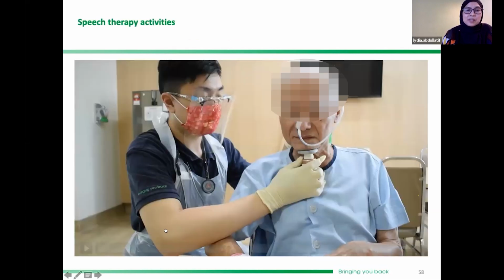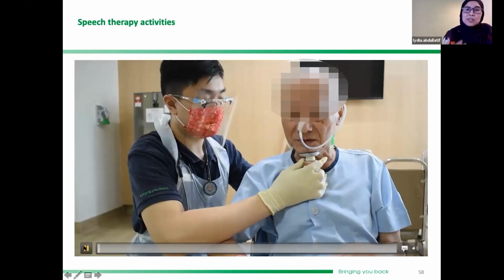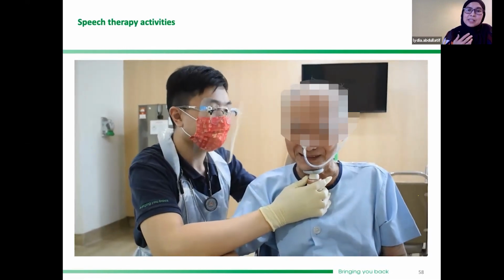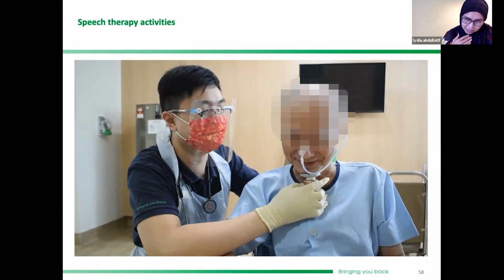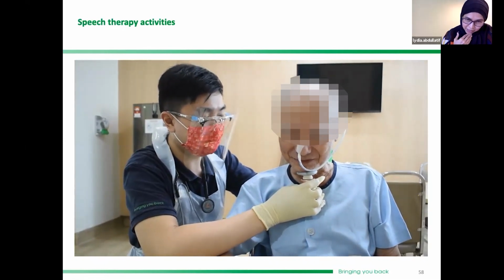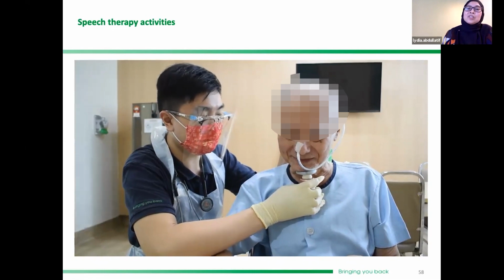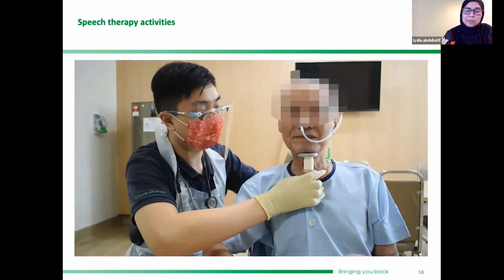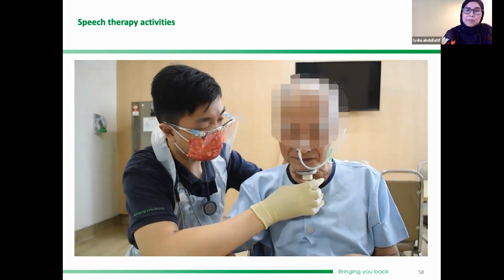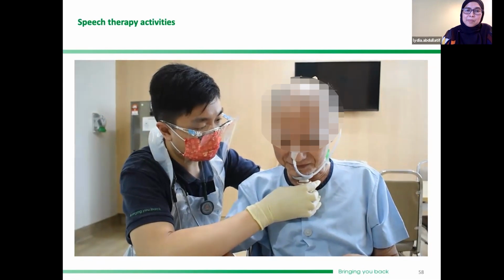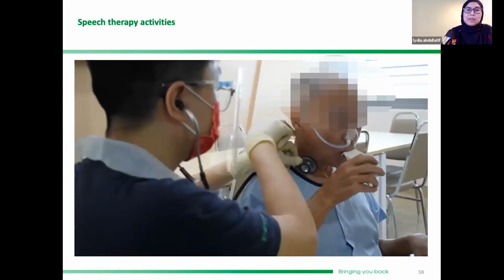Okay, so this is speech therapists doing articulation activities. So you can see the patient is tilting his head and also doing extension. Right? And down. Down some more. Okay, 1, 2, 3, 4, 5, 6.